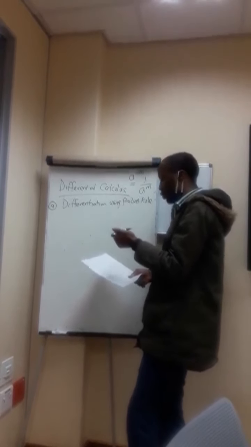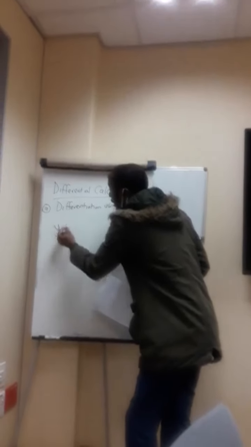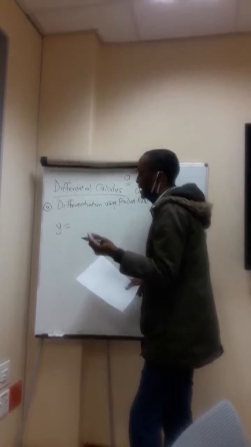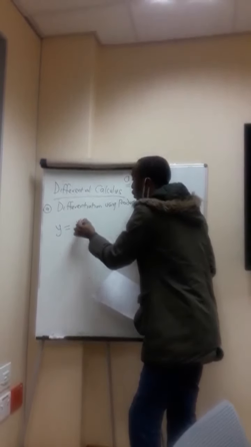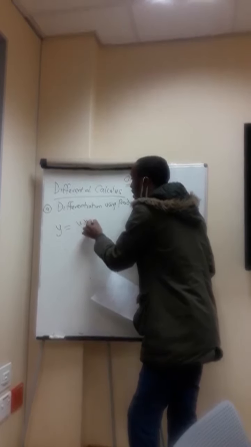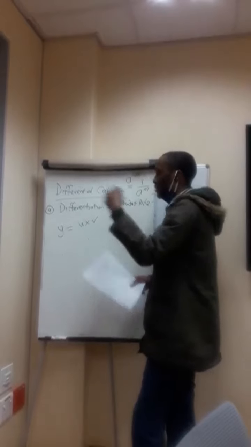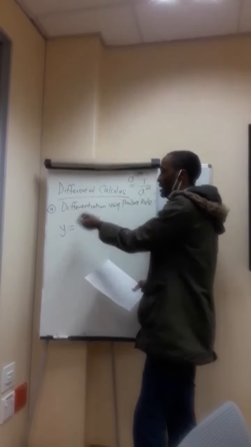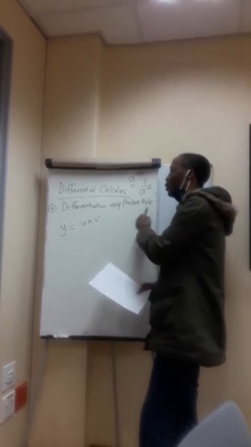structured. So when you have a mathematical function y, and it's a function of two different mathematical functions that are multiplying each other, if you have y equal to u times v, where u is a mathematical function and v is a different mathematical function, then the way we differentiate it is to use what we call the product rule approach.